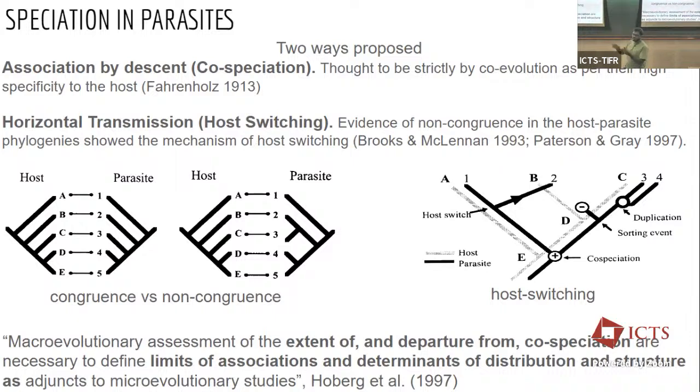And host switching is when the evolutionary trajectory took the host to one side, but the parasite managed to somehow diverge and infect another host which was not on the same evolutionary trajectory. A distantly related bird or distantly related host is when that host switching happens. It can be chance events. Most of the time it would be chance events when it happens, right?